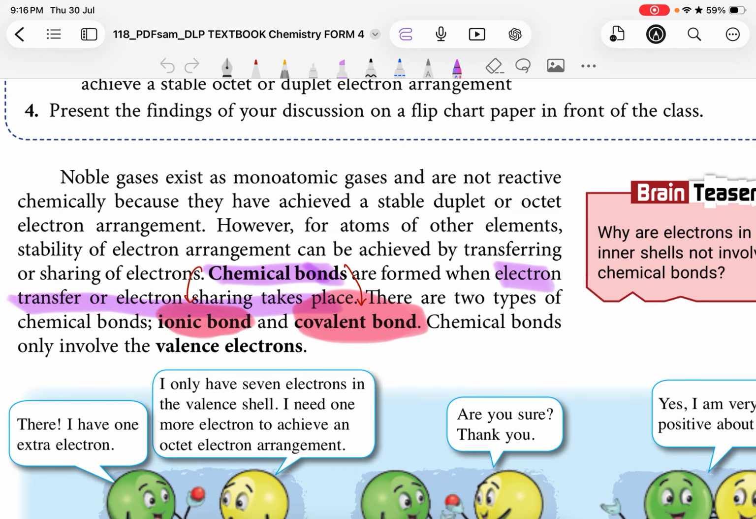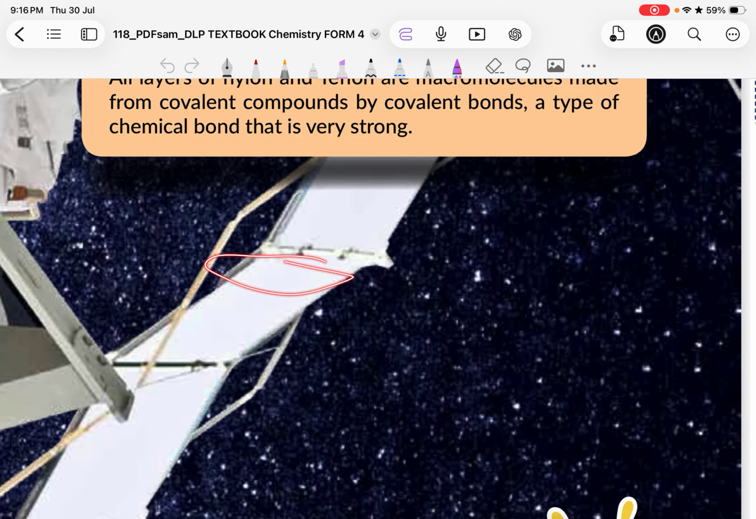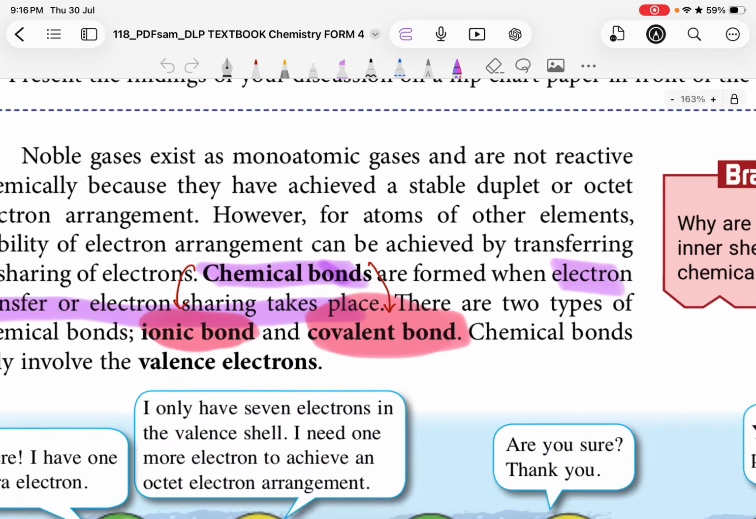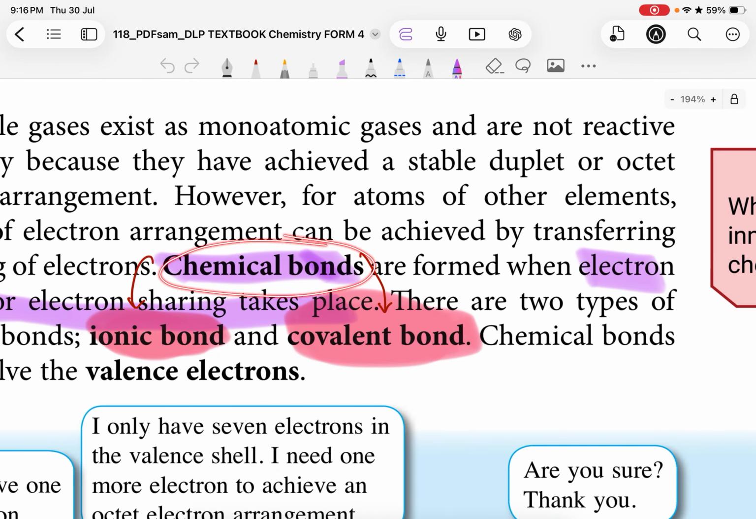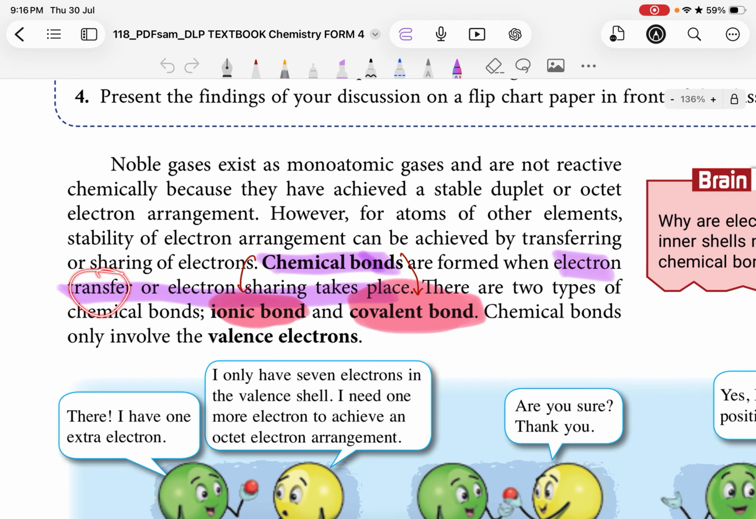About chemical bonds, right? So this is Form 4 Chapter 5. Chemical bonds is where the transfer or the share of electrons takes place. Transfer and share of electrons take place. So it has two types, ionic and covalent.